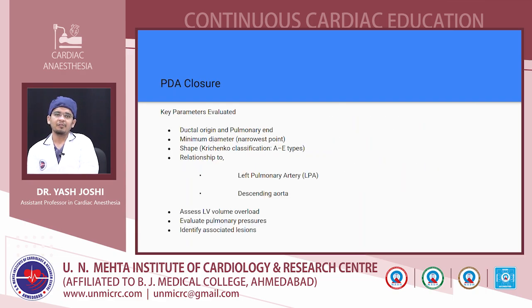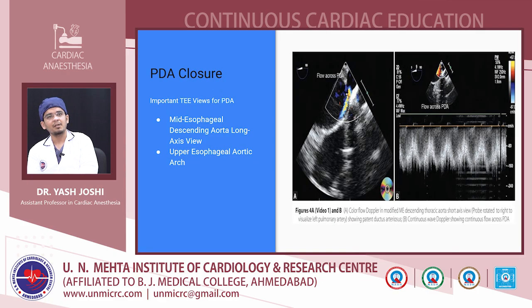Now the key parameters involved: the origin of the duct, that is from the aorta, as well as its pulmonary end. What is the minimum as well as the maximum diameter of the PDA? What is the shape, and in which Krichenko classification does it fit? What is the relationship to the left pulmonary artery as well as the descending aorta? Check for LV volume overload and identify if there are any other associated congenital anomalies or not.